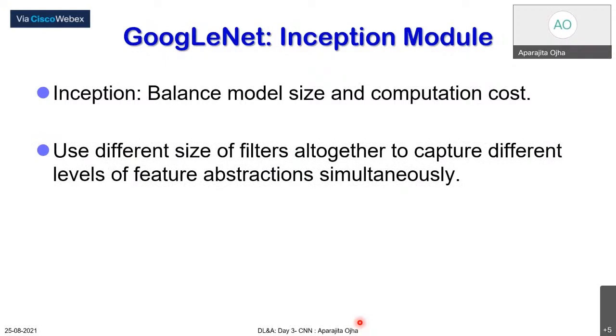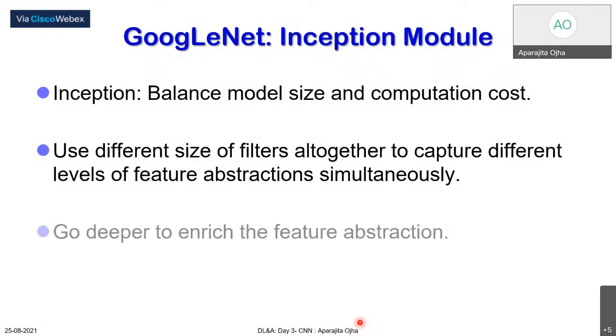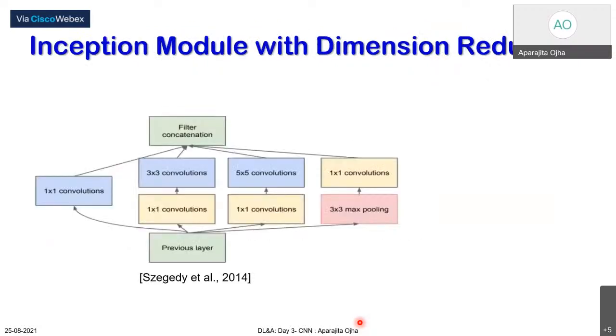I mean, as I told you, we used, say, 16 filters, each of size 3x3. GoogleNet gives a different concept. It uses filters of varying size at the same convolution layer. So you have feature abstractions simultaneously at different levels. It then goes deeper to enrich the feature abstraction level, right? So let us consider this model: the inception module with dimension reduction.